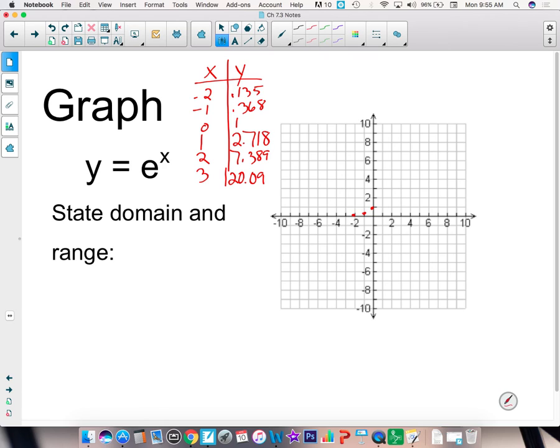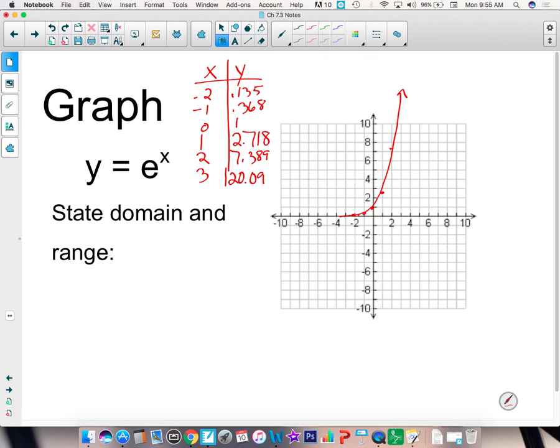Okay, so all exponentials go through (0, 1) if there's nothing added or subtracted. And (1, 2.718). And you can kind of see that trend there. 2 and up to 7.3. So it's going to be like this. And it goes up like that. So e is just an exponential. Alright, graph should look similar to that.